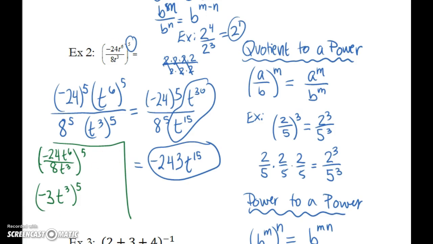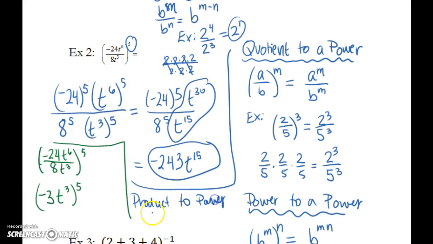Now we can use a different property called our product to a power property. I know it's getting squished in here, so I apologize. But product to a power says, suppose we have a product like a times b to a power m. We are allowed to distribute that power into our product, a to the m times b to the m.